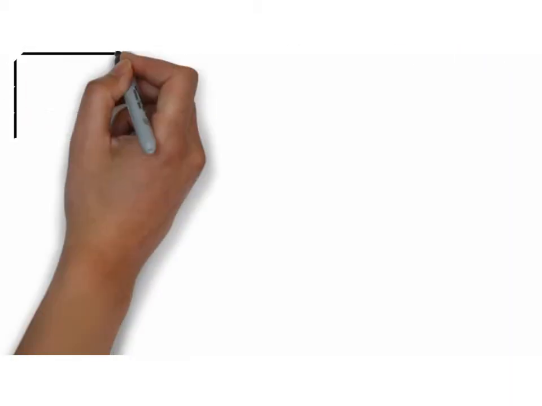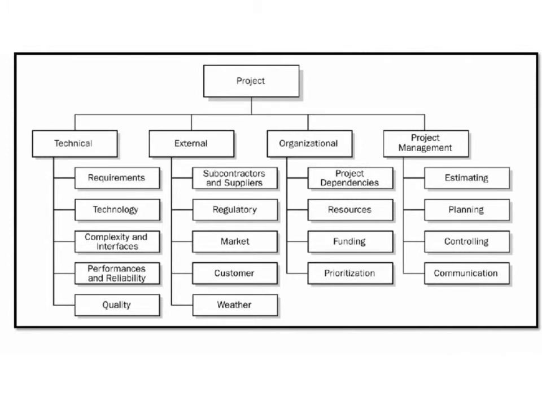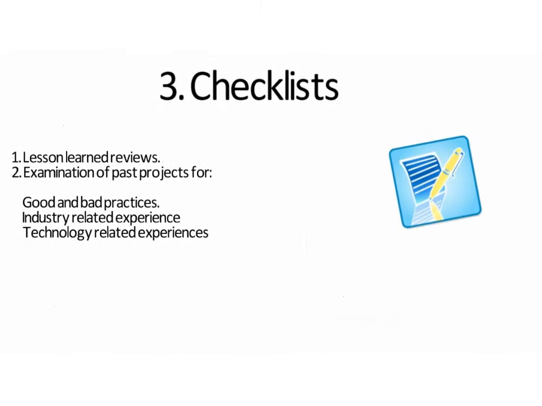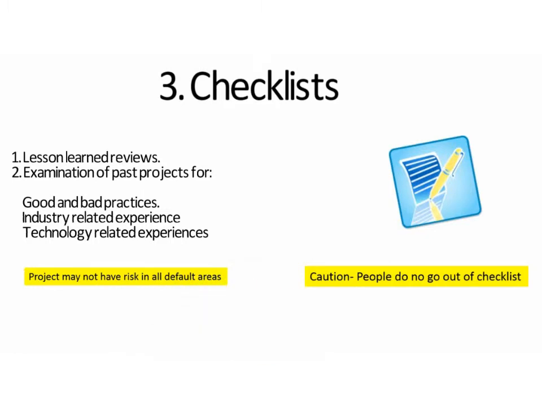The lowest level of risk breakdown structure RBS can also be used as a checklist. There is a word of caution. People do not go out of checklist. And also, risk may not be present in all default areas. It is therefore necessary that the team should explore items that do not fall into it. And checklists should be reviewed near project closure to include new ones.